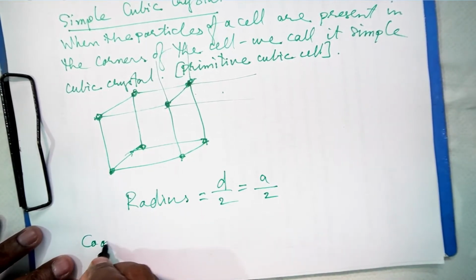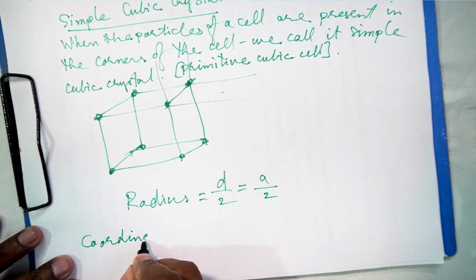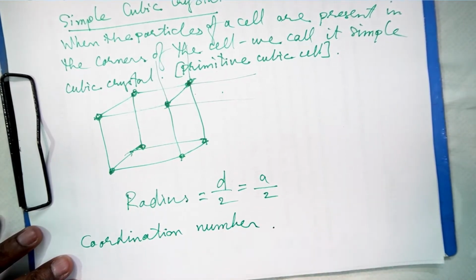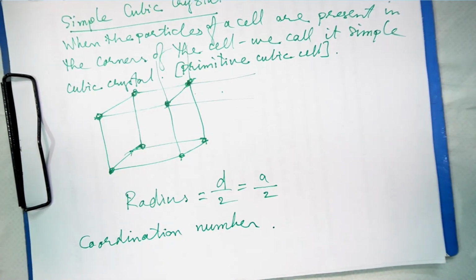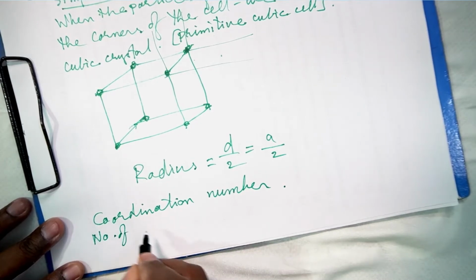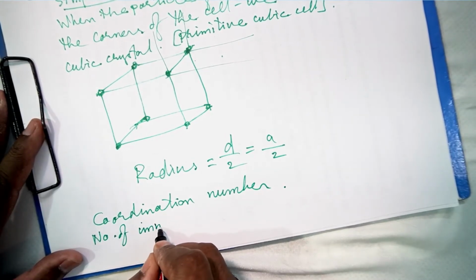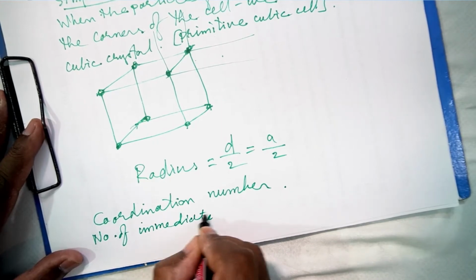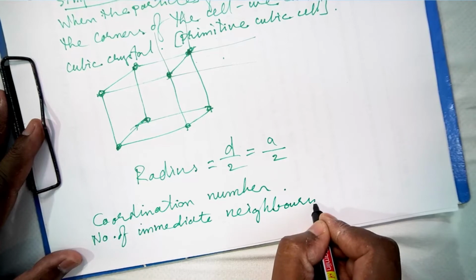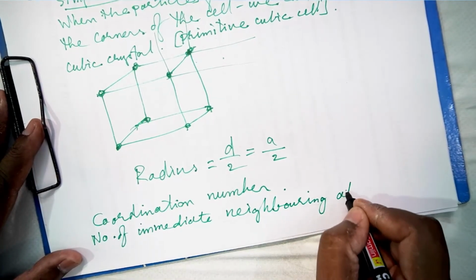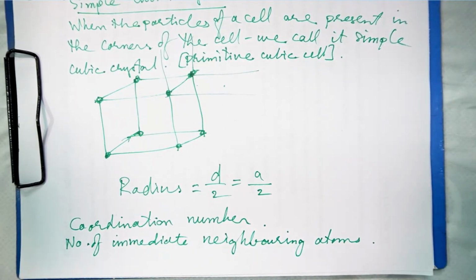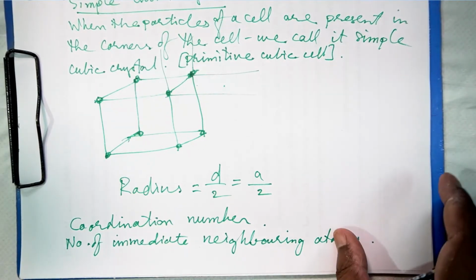Next is the coordination number. What is coordination number? Coordination number is the number of immediate neighboring atoms, or we can say it is the number of atoms which are in immediate contact with each atom.